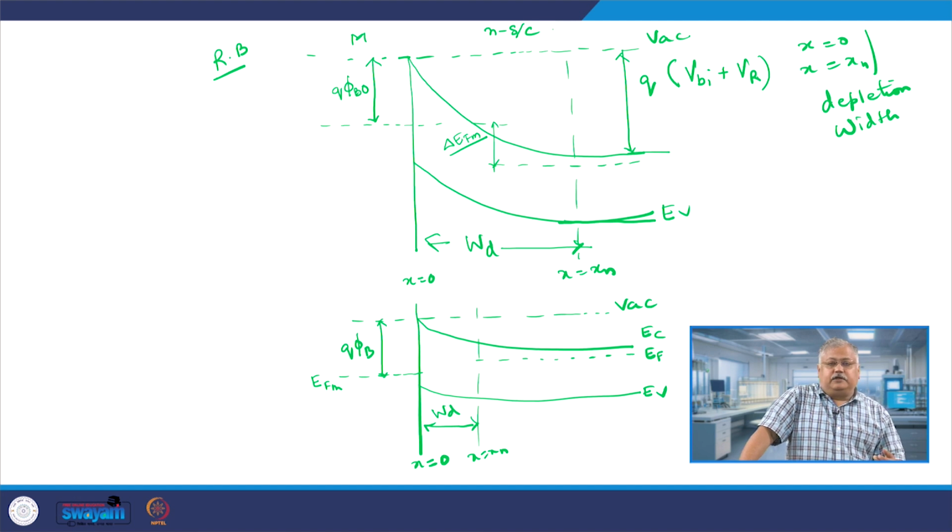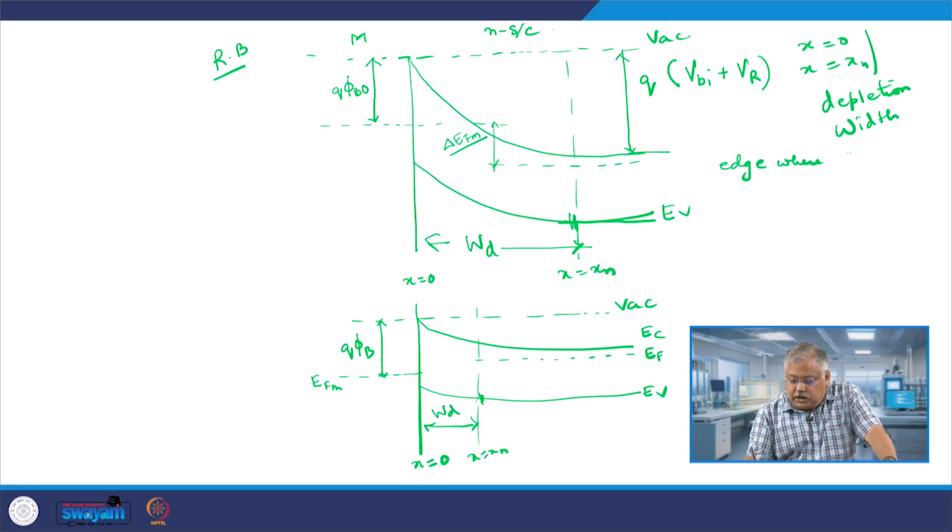Now, an exercise for you to understand is why we say that the edge of the depletion region is where the potential is constant. As you can see here, if you look at either this point or this point, in both cases we refer to that edge, after which the potential is constant.